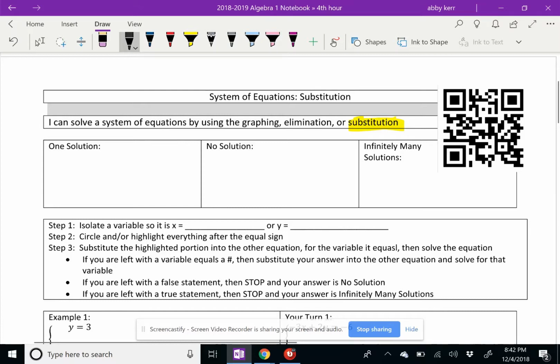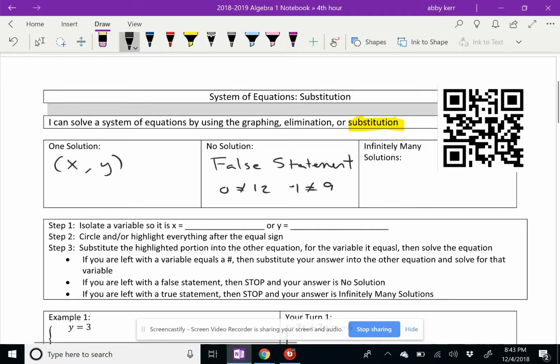Now, one solution is the same as the other two methods, graphing and elimination. When you get one solution, you're going to get x comma y. When you show your work and you get an equation that has no x or no y, and you get a false statement, that is when it's no solution. So you will get like 0 equals 12 or -1 equals 9.